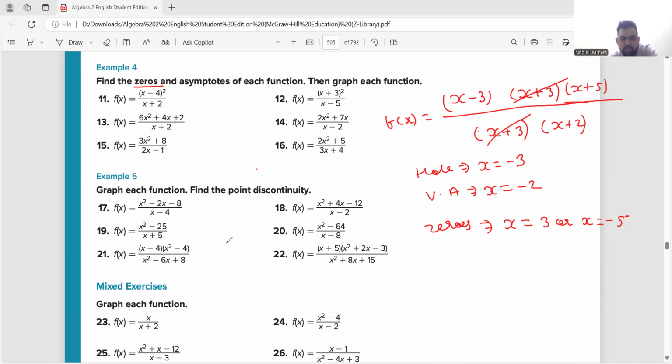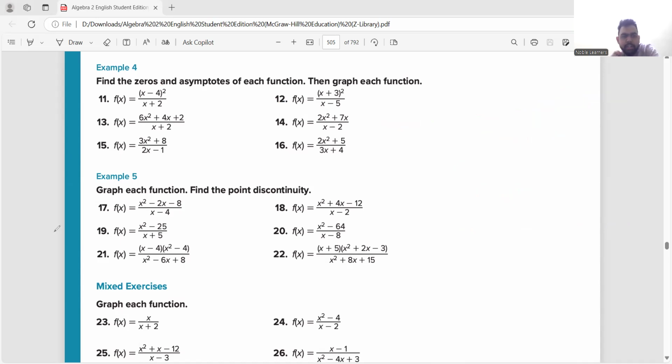So you have to go to school also, right? Okay, so just do one question then. Try this one, or try number 12. I hope you get the point how to find the zeros and all.